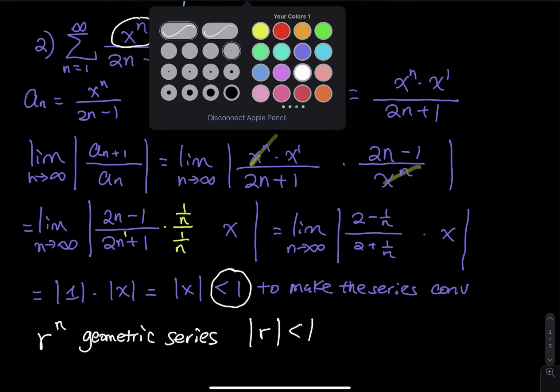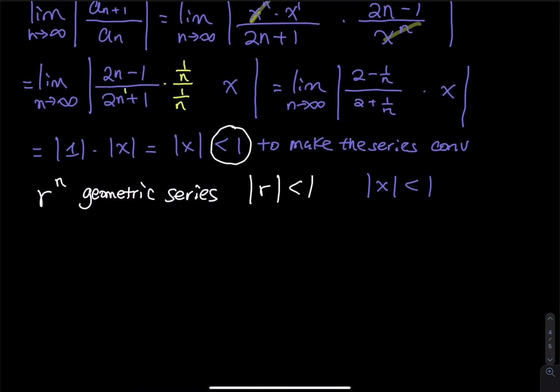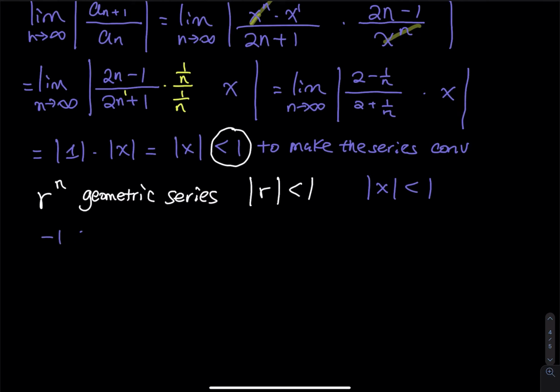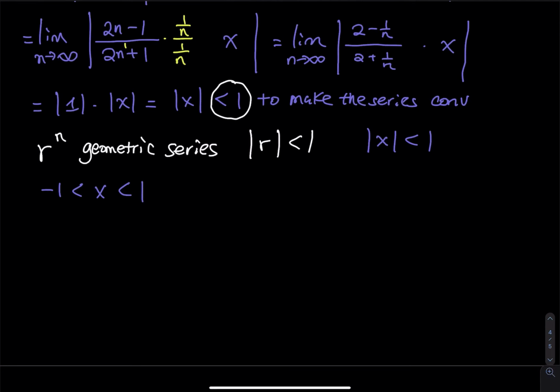So in this problem, we have to make the common ratio x less than 1 in order for the series to converge. That's why it must be less than 1, not less than 2 or less than 3. It's because for a geometric series, the absolute value of the common ratio must be less than 1. Then you solve the inequality: negative 1 less than x less than 1. That generates two endpoints. The first endpoint is when x equals 1.